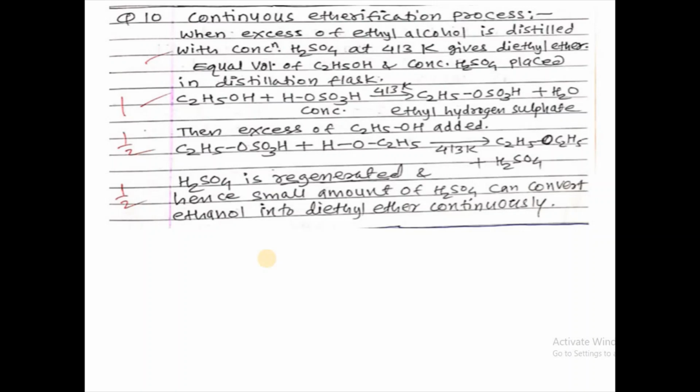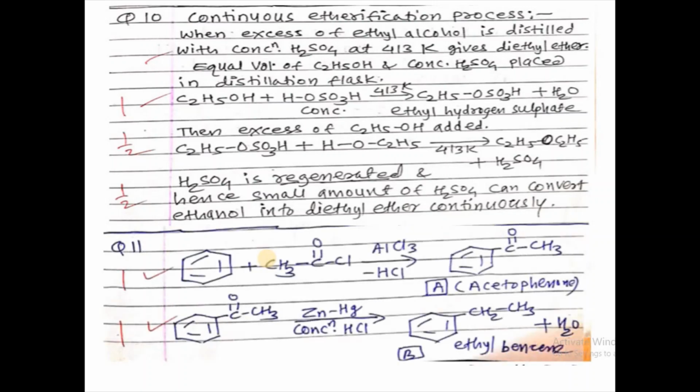And excess of ethyl alcohol is distilled with concentrated H2SO4 at 413 Kelvin. And these reactions carry 1.5 marks, and H2SO4 is generated, and hence small amount of H2SO4 can convert. This sentence carries half mark.